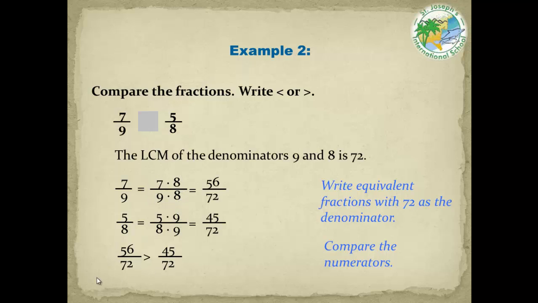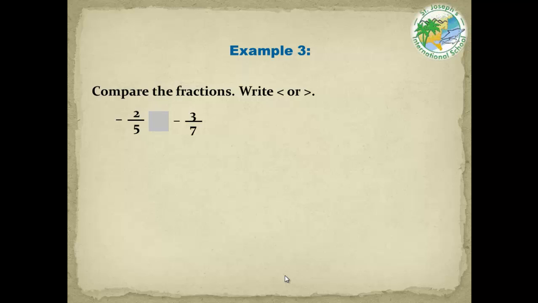Then if we make equivalent denominators, we can compare between the numerators. Then 56 is more than 45. Then 7/9 is greater than 5/8. Fine. Compare the fractions. Write greater than, less than, or equal.